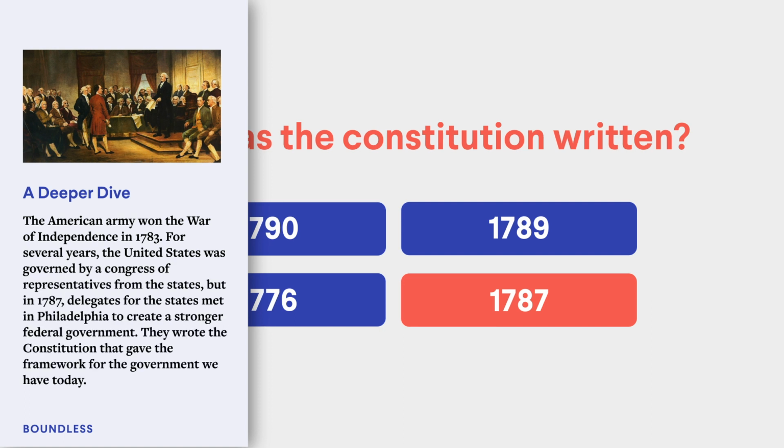For several years, the United States was governed by a Congress of Representatives from the states, but in 1787, delegates for the states met in Philadelphia to create a stronger federal government. They wrote the Constitution that gave the framework for the government we have today.